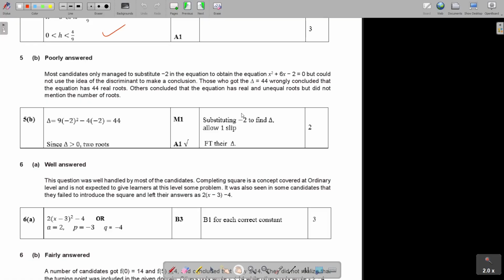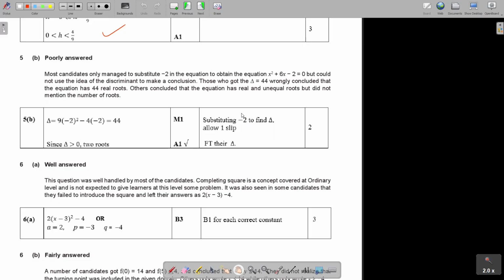This was poorly answered. Most candidates only managed to substitute -2 in the equation to obtain the equation of this, but could not use the idea of discriminant to make conclusions. Those who got the discriminant as 44 wrongly calculated that the equation has 44 real roots. Others concluded that the equation has real and unequal roots, but did not mention the number of roots.